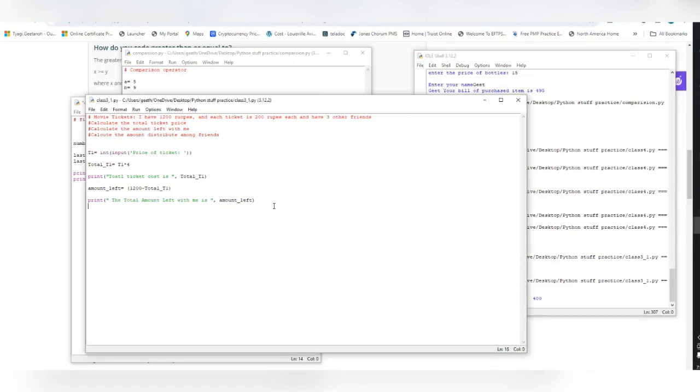Calculate the amount which has to be distributed among friends. So you're left with now 400. Now out of 400, you have to divide. Now you know logically that each one will get 100 rupees. But how will you implement it using Python?